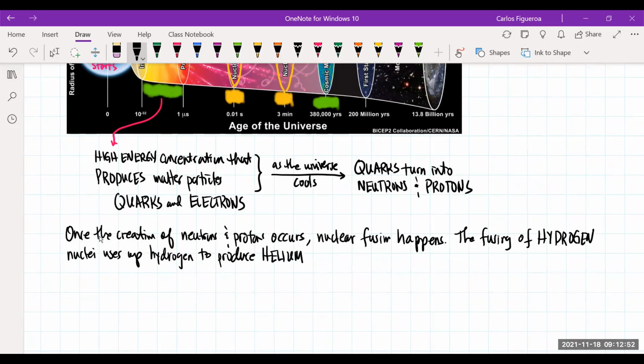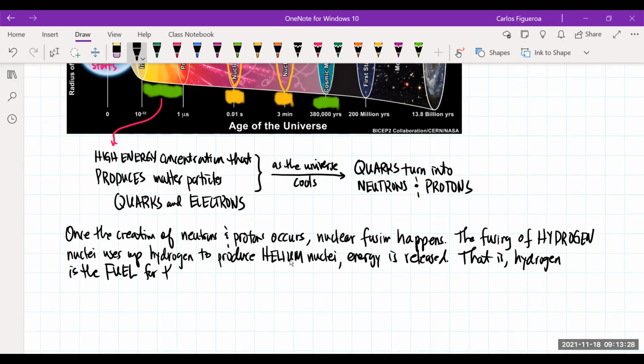Because the energy density is so high, you could now use hydrogen to do that. So as you produce helium nuclei, energy is released. That is, hydrogen is the fuel for the process.